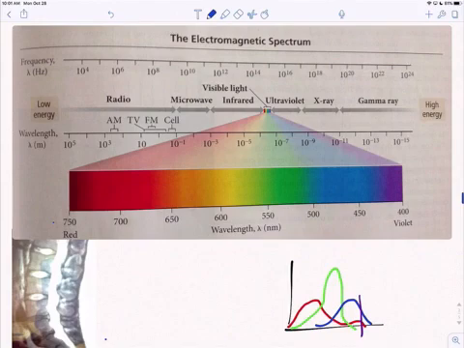Same thing with infrared. What infrared does is make molecules vibrate. If this is water, you can have what's called a symmetric stretch, an asymmetric stretch, or a bending mode. You can learn about this stuff later on in more chemistry classes. But it makes molecules vibrate.